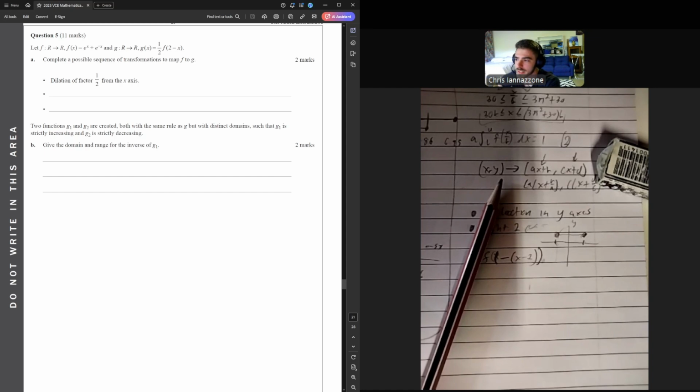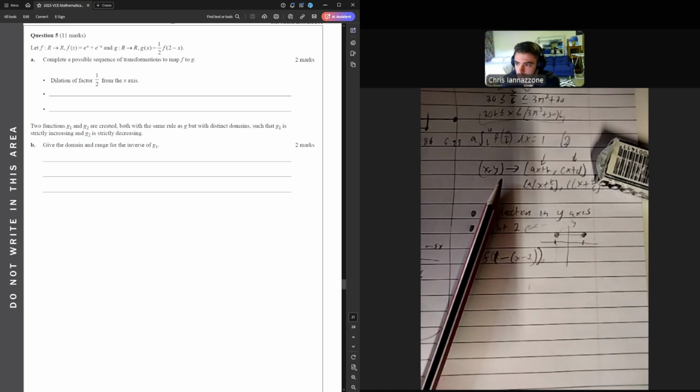Bit of an interesting one here in part B. So we have two functions, g1 and g2, which have the exact same rule as g, but they have different domains. g1 is going to be the strictly increasing portion of our function g of x, and g2 is going to be the strictly decreasing portion. Specifically, we care about g1, and even more specifically, the domain and range of the inverse of g1.